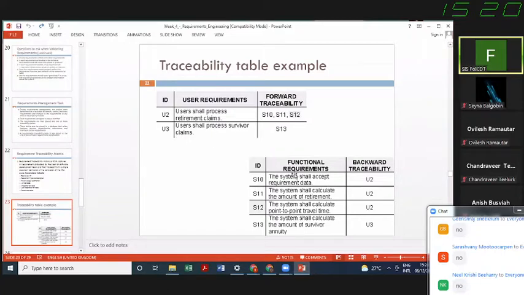Okay, so similarly, we can find, for example, system requirement 10. The system shall accept requirement data. Backward traceability is user requirement 2. Okay, so this is an example of a traceability table.